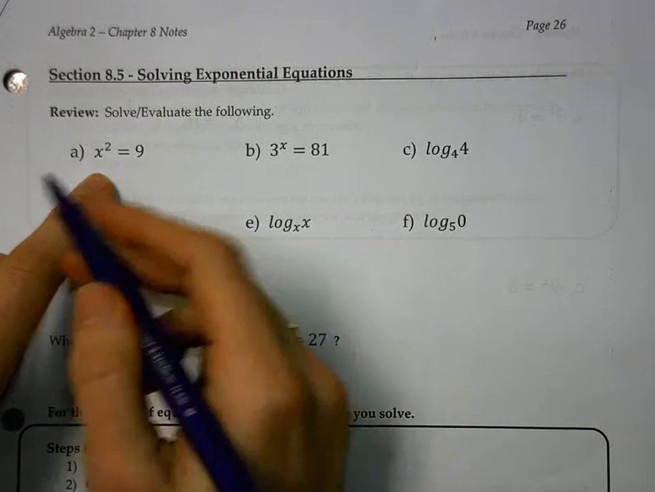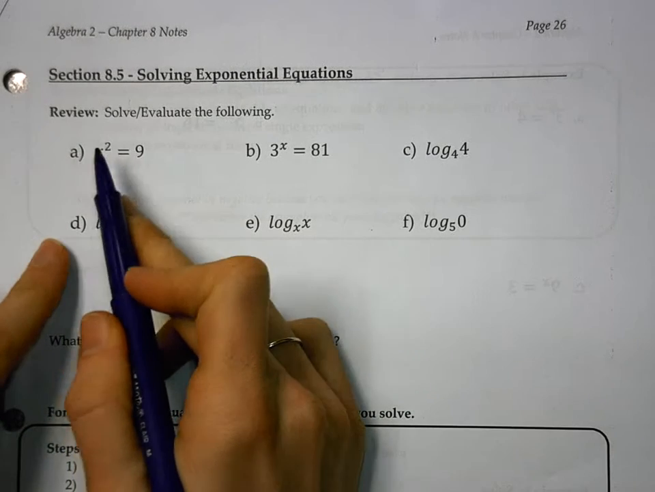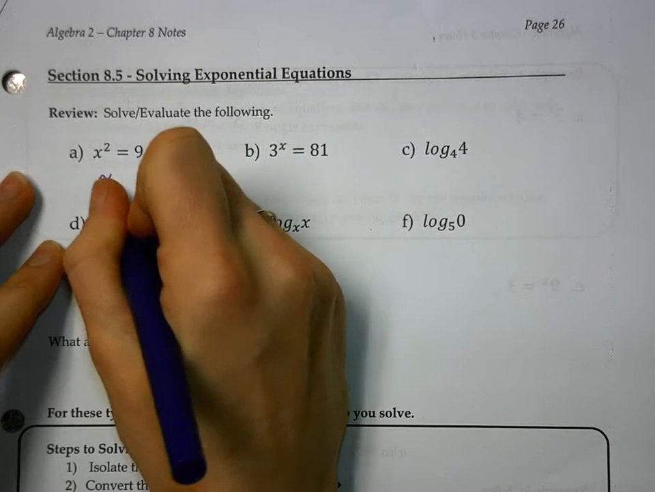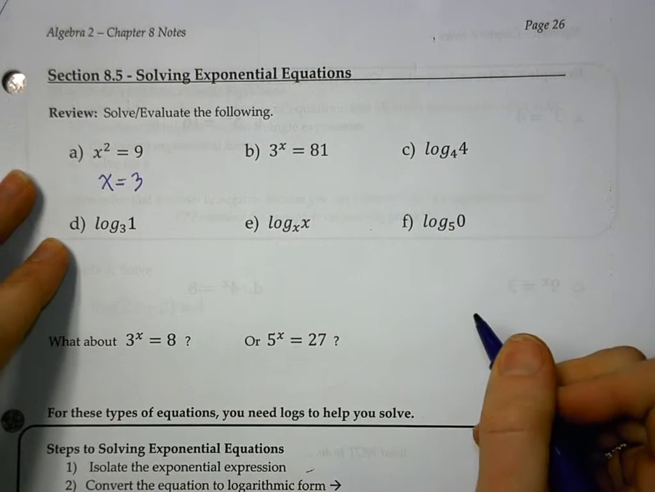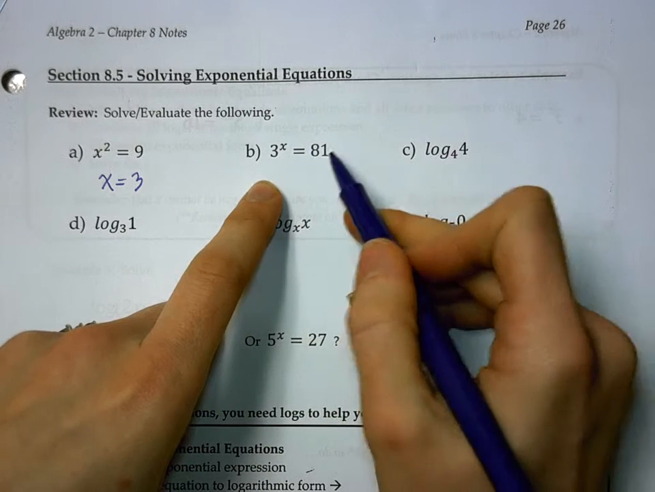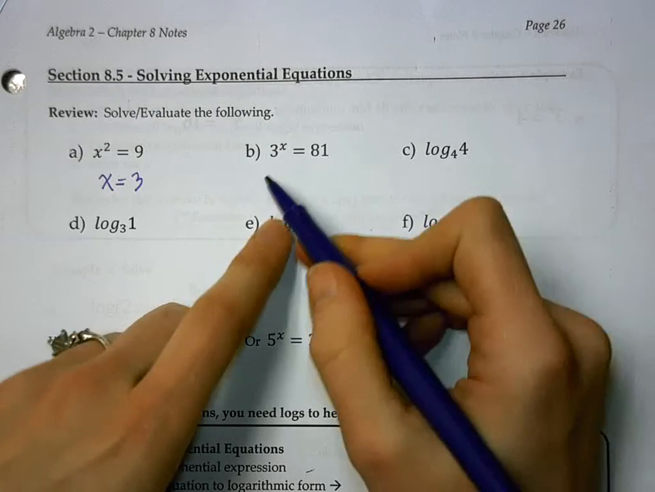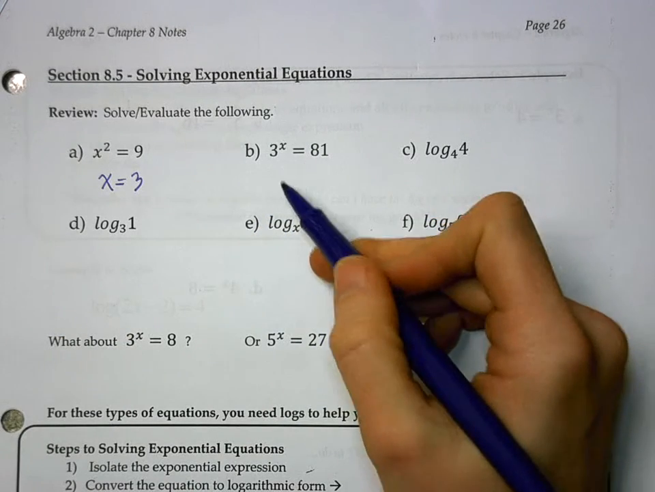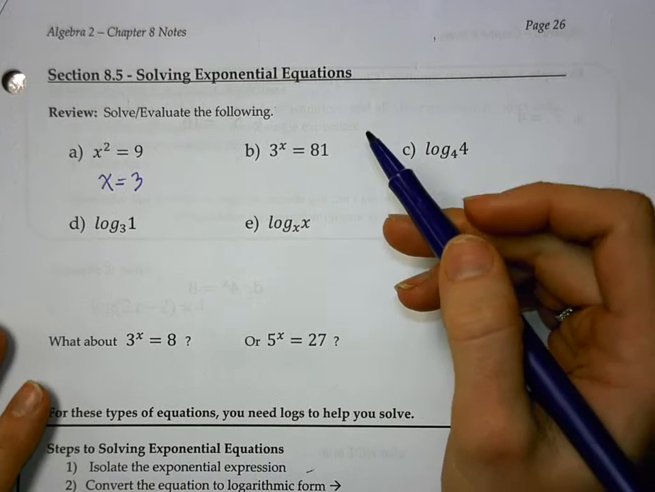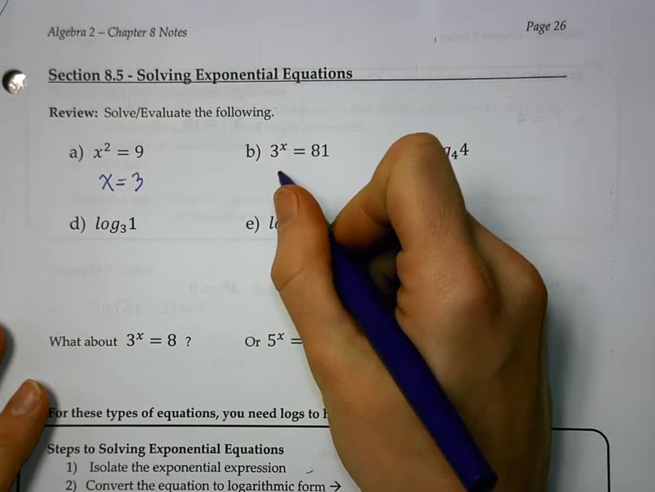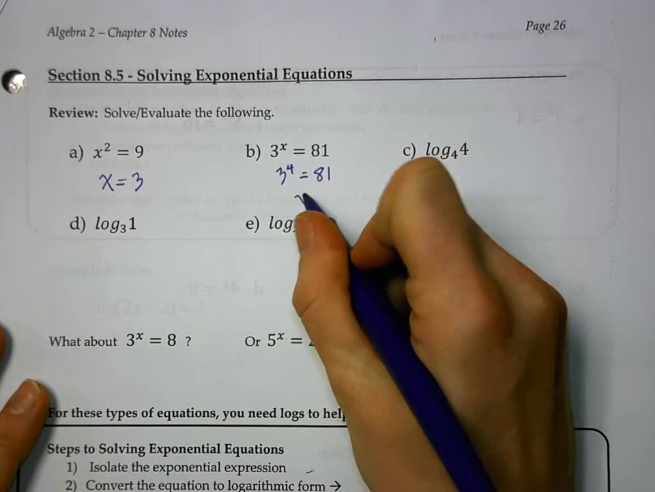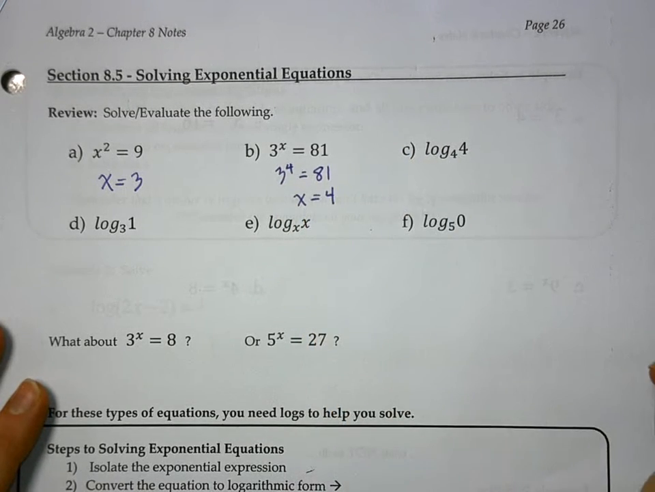So looking at letter A, if we're solving for x, you would ask yourself what number squared would give you 9. And when you solve for x, the answer would be 3. Looking at B, you're asking what 3 raised to what power would equal 81. You could use guess and check for this one because x does come out to be a whole value. If you plug it in on your calculator, you'll find that 3 to the 4th power is equal to 81, so x is equal to 4.